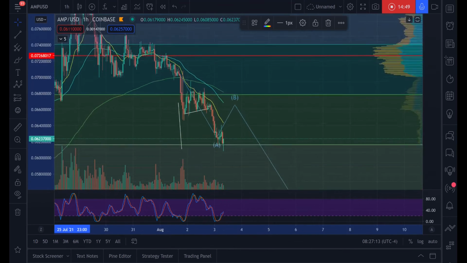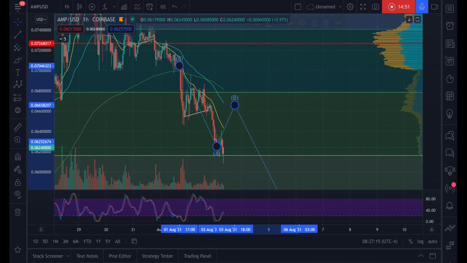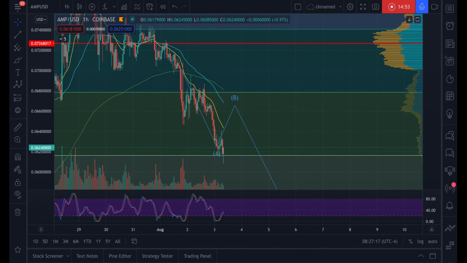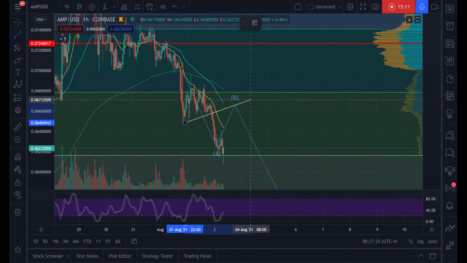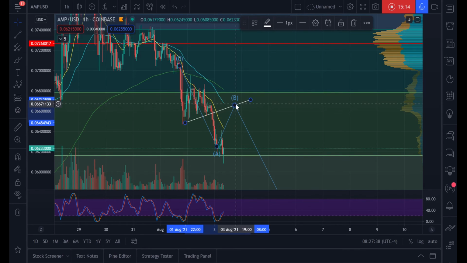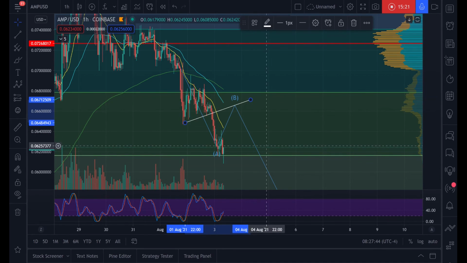You can see that. I'm going to zoom in. Just remove this. We don't need that anymore. We just bounced off the 382, most likely migrating up to this B, which is the neckline of this head and shoulders, or the previous B wave right here. So we're most likely going to hit 0.67 thereabouts, and then come back down.